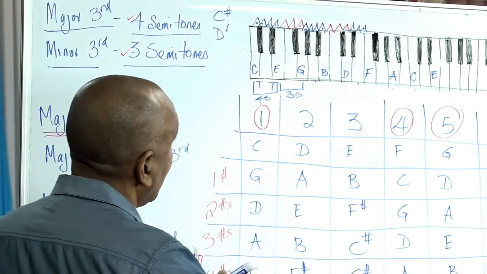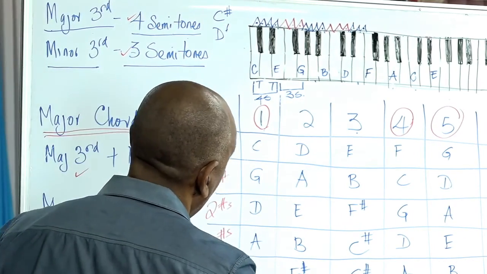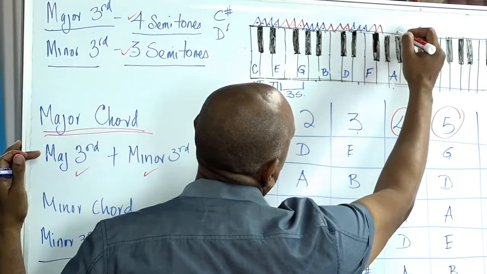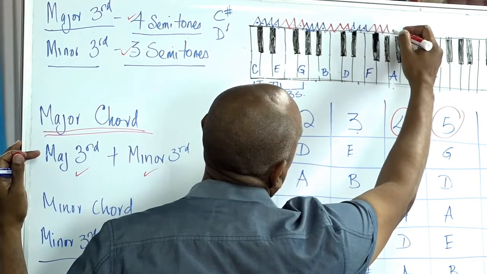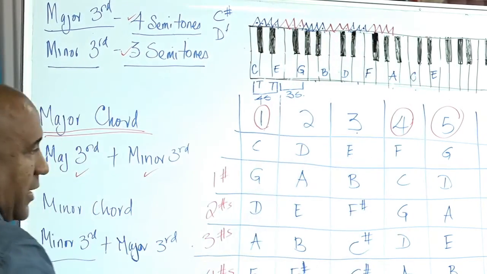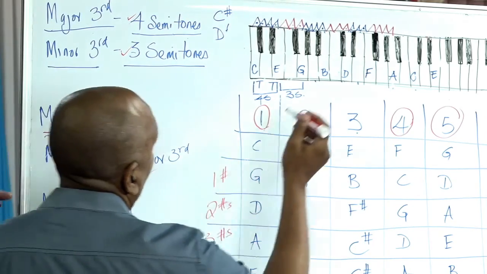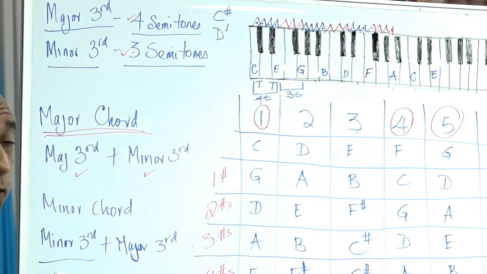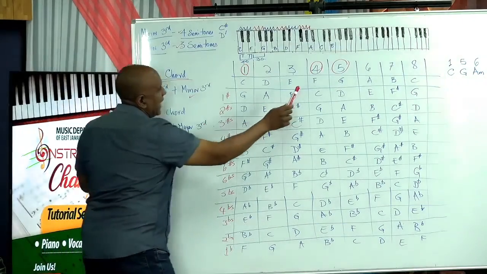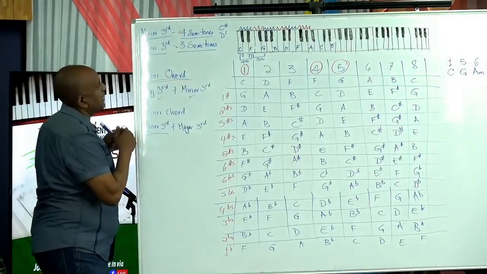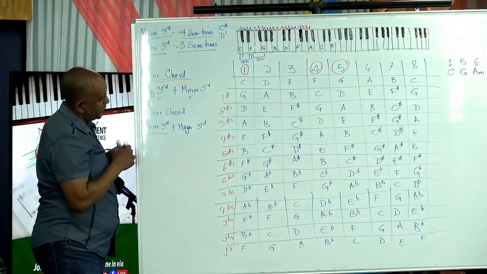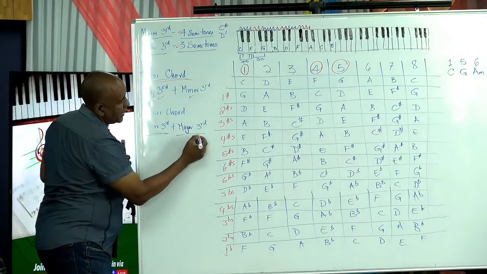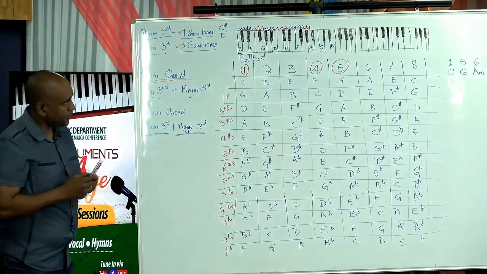And then, let's count now from F to A. F to F sharp, 1. F sharp to G, 1. G to G sharp, another. And from G sharp to A, yet another. So let's count it. 1, 2, 3, 4. So we have 4 semitones from F to A. And 4 semitones is a major third. So the minor chord is a minor third plus a major third.